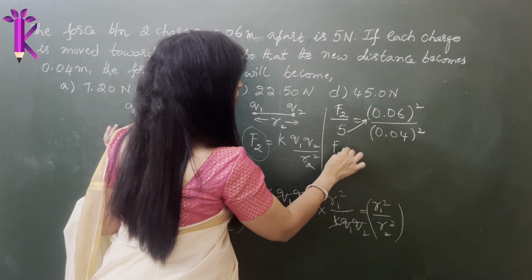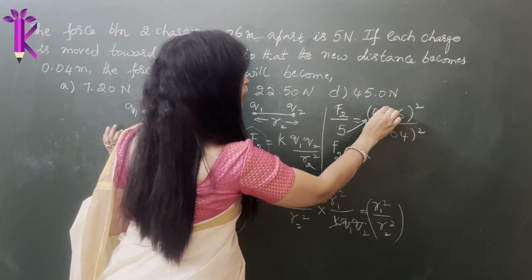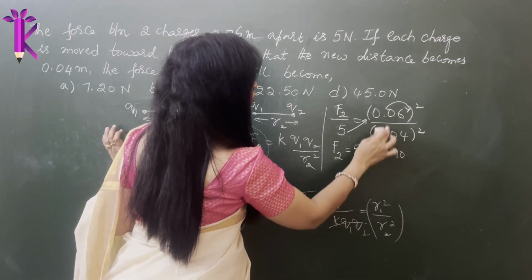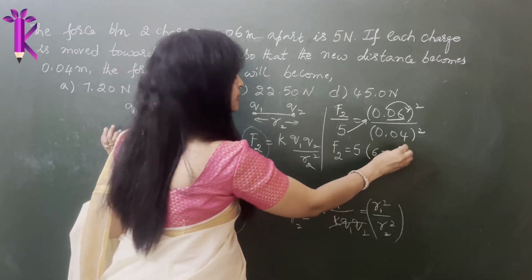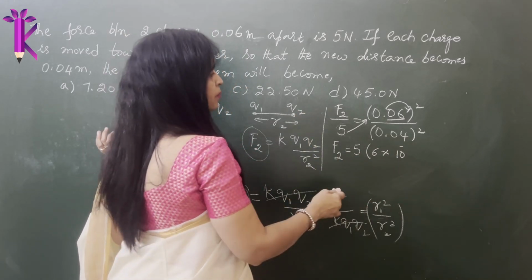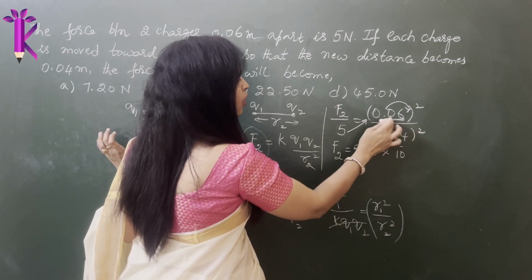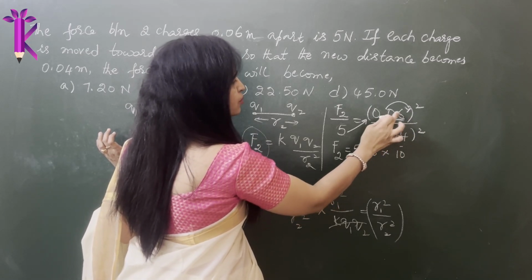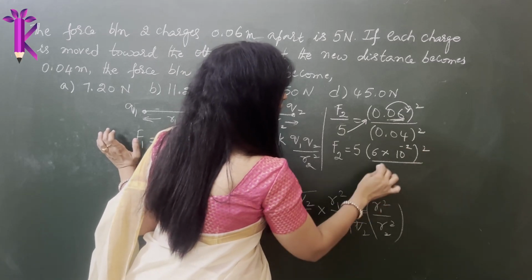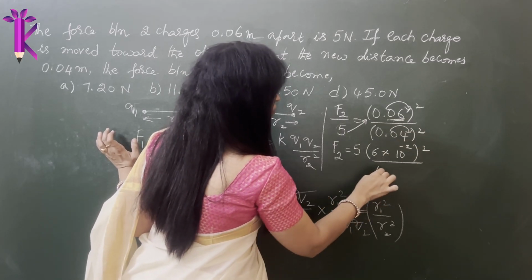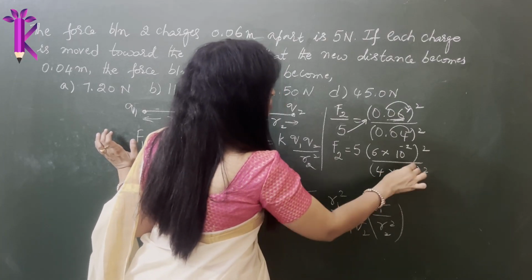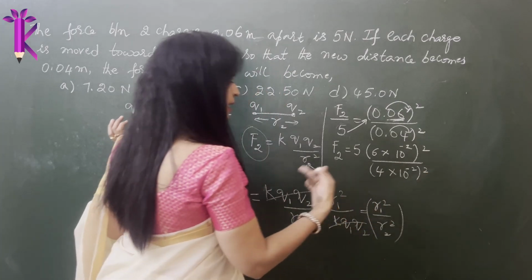So therefore F2 will be equal to 5 into, now let's shift the decimal to the right. So this will be 6 into 10 to the power of minus 2, since you are shifting to the right, the decimal decreases, meaning you have to write a negative power. How much should be the index? It has to be 2 because we are shifting 2 decimal places, whole square, all divided by, again same thing here, shifting to the right, it has to be 4 into 10 to the power of minus 2 the whole square. So 10 power minus 2, let's simplify this part.